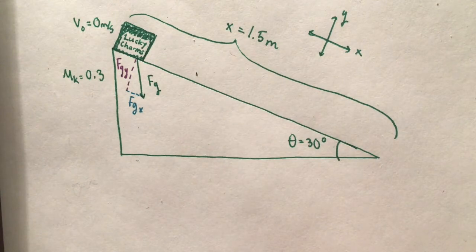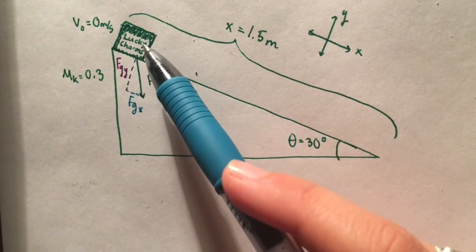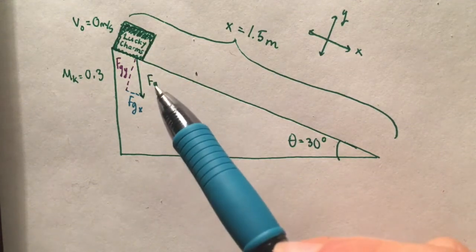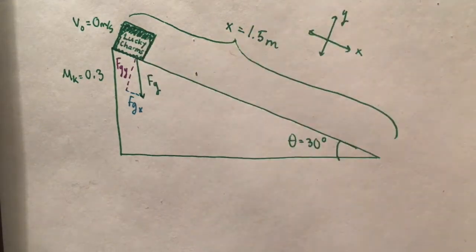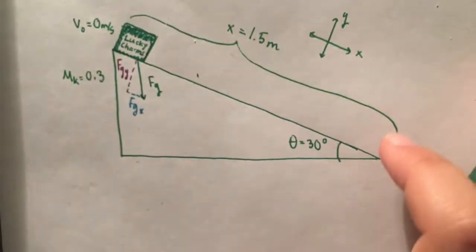So what other forces are acting on this? Well, the block is on a plane. The block is pushing down on the plane, so the plane pushes back with a normal force. And the normal force is perpendicular to the plane.